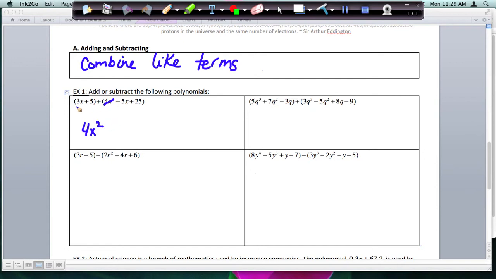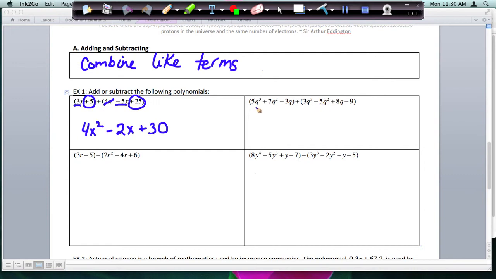Now I'm going to look at my x terms, and I have a 3x minus 5x. Remember, I'm not solving, I'm just combining these. 3 minus 5 is negative 2, so I get a negative 2x. And then last, I'm going to combine my constant terms. So I have positive 5 and positive 25, and those combine to be positive 30. And that's it. We've added those.